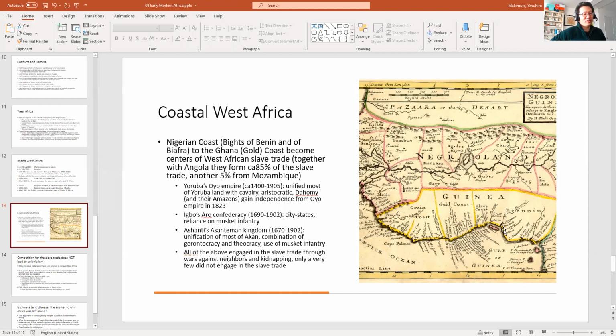So the Igbo, who also conducted the slave trade, relied on infantry and guns. Right? The Ashanti, the Asanteman kingdom, is over on this side near the Gold Coast, and they unified most of the area there. They used a combination of gerontocracy and theocracy, so old people and religious leaders ruled the country. But like the Igbo, they also used gunpowder, and infantry with guns as their main arm.